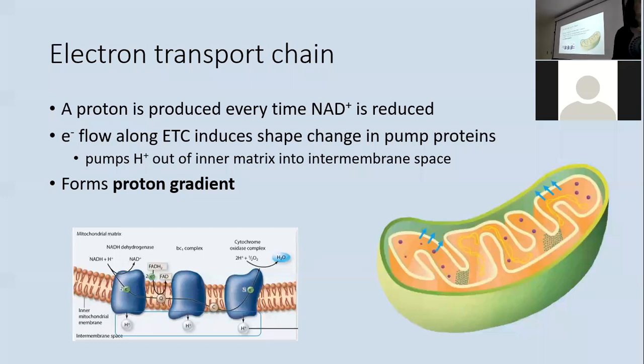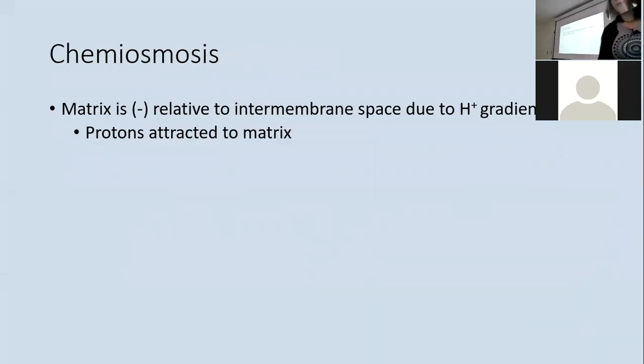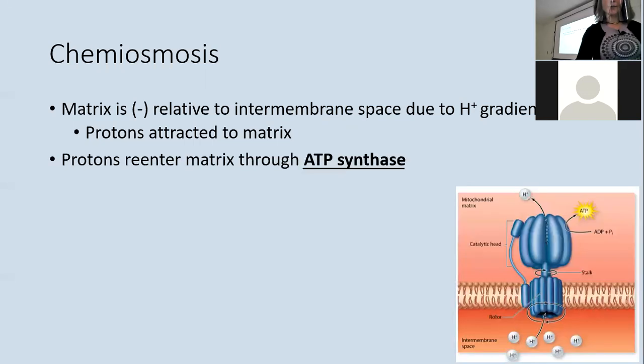All right. So now the matrix, the middle, is going to be negatively charged relative to the intermembrane space, right? Because the intermembrane space is full of protons, which are positively charged. So it's functionally got a nice positive charge in there now. So if we've got a positive charge here and a negative charge here, the protons are now attracted to the negative charge, right? That's how charges work. Opposite charges attract each other. So the protons are attracted to the matrix. They want to get back into the middle. And it just so happens there's an enzyme for that.